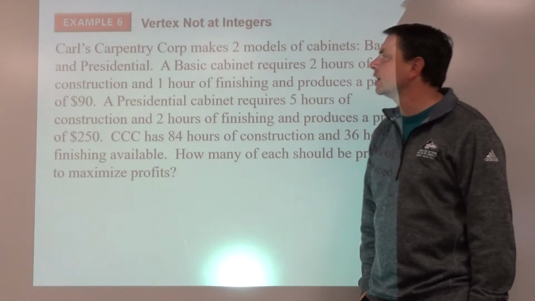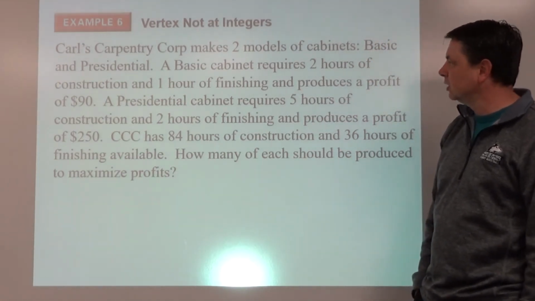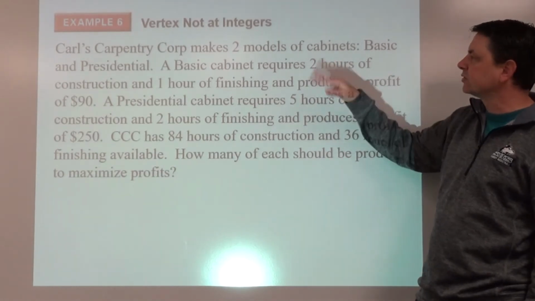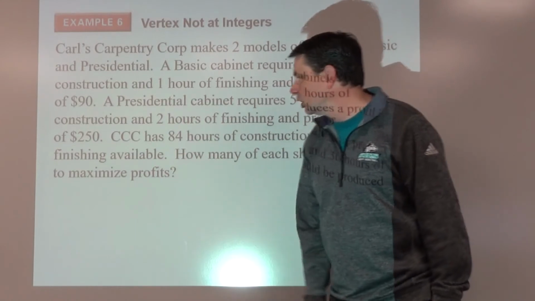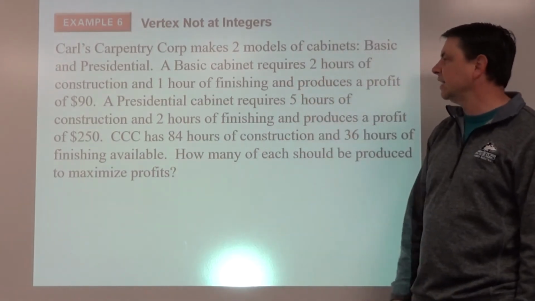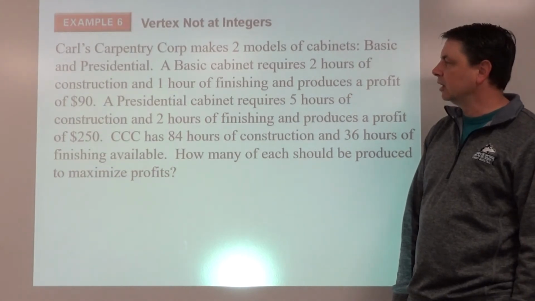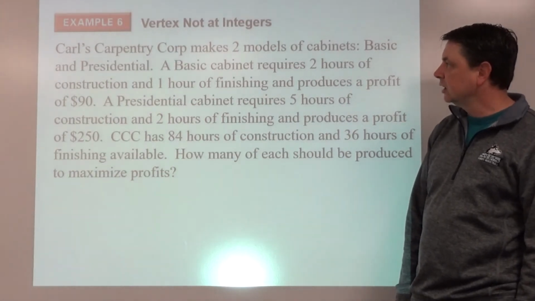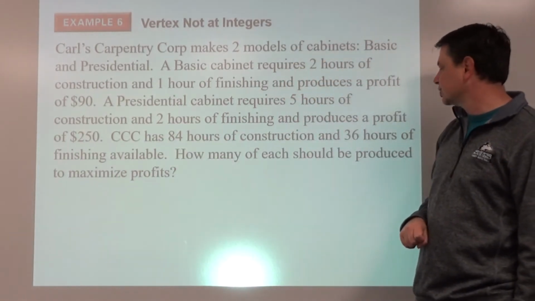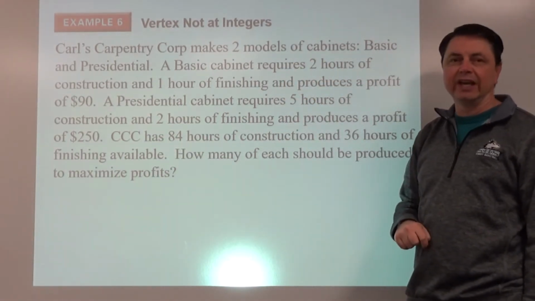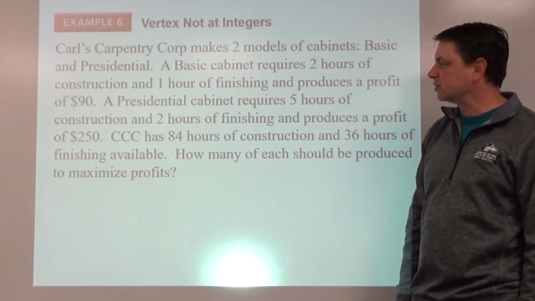Carl's Carpentry Company makes 2 models of cabinets, basic and presidential. Basic cabinet requires 2 hours of construction, 1 hour of finishing, and it makes a profit of $90. A presidential, 5 hours of construction, 2 hours of finishing, and produces a profit of $250. Carl's Carpentry Corp has 80 hours of construction and 36 hours of finishing available to it. How many of each should be produced to maximize profits?